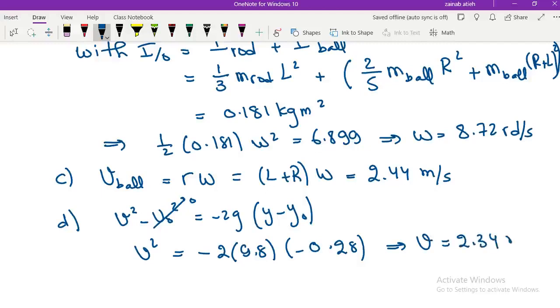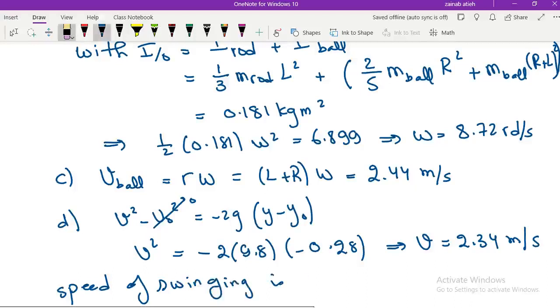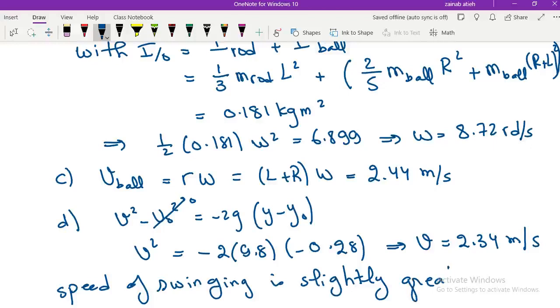Which will give me v equals 2.34 meter per second. Okay, now if I compare the two speeds for the ball in the case of free fall and for the ball in the case of swinging, I can see that the speed of swinging is slightly greater. And this is for problem 44.